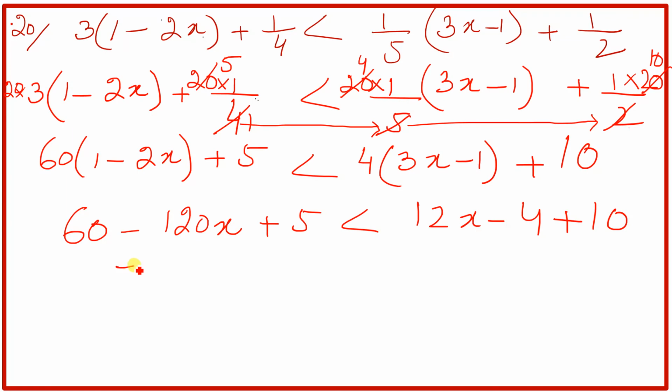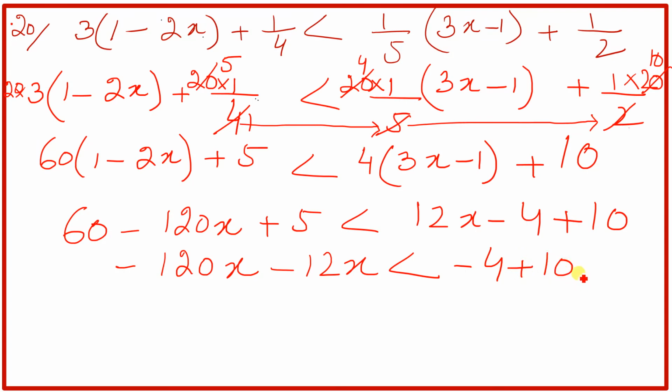Now here we have to take the transpose. Minus 120x, this x will come on the other side, so the sign will change. Negative 4 will remain on the right-hand side, positive 10, negative 60 and negative 5, because we have to take the transpose of these two. So it will be negative 132x. This is negative, negative, negative, right? And this is positive, so this is minus 69 plus 10, which is equal to minus 59.